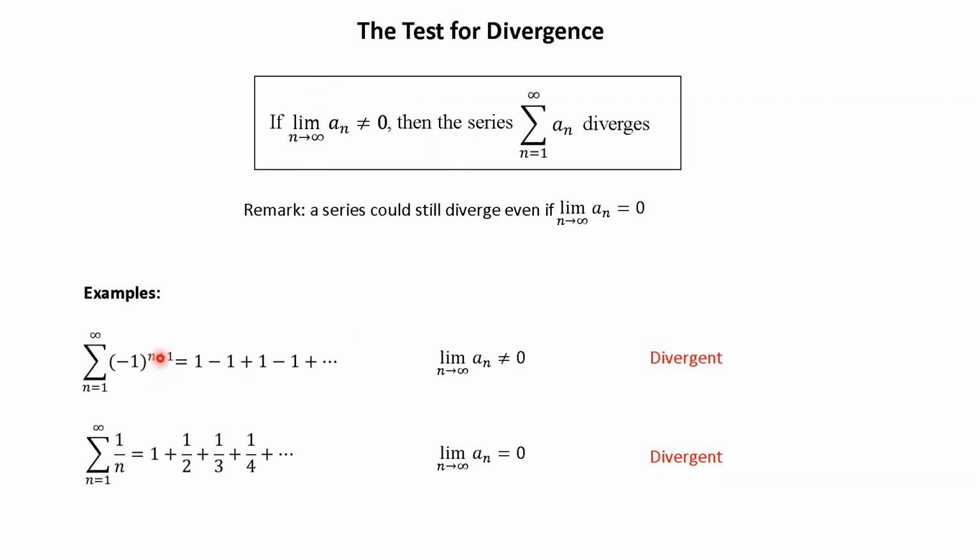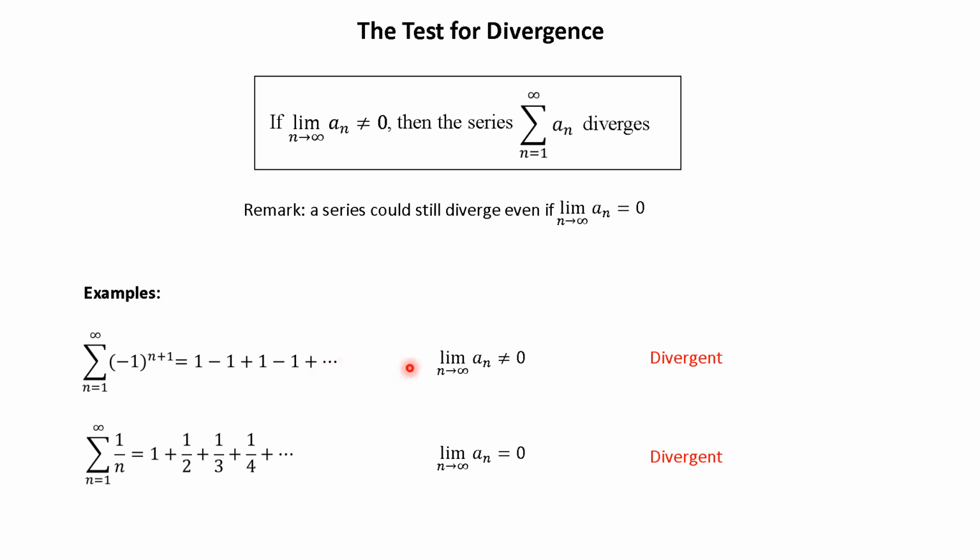For the example over here, I have this alternating series: 1 minus 1, 1 minus 1. You just take one of the terms and take the limit. You realize that this limit is not 0, so it will just be either 1 or minus 1. So in this case, this series is divergent. It's very easy to use: just take one term and take the limit.